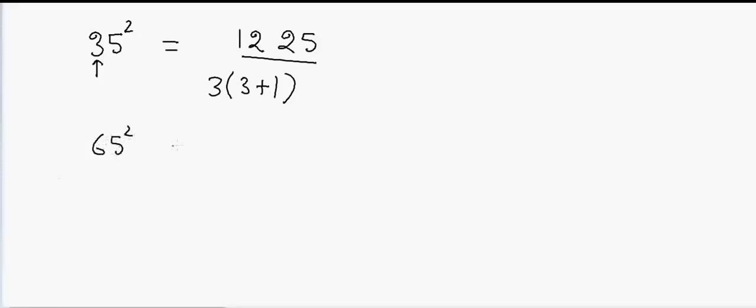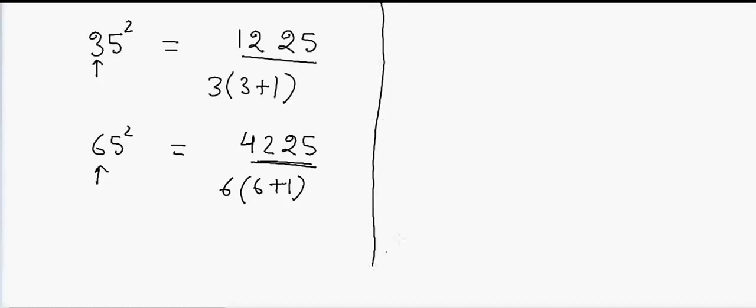65 squared, in that case I have to write 25, and then I'll take 6. So multiply 6 by 6 plus 1, that will be equal to 7. 7 into 6 is 42. So the answer is 4225. So how this trick works, so let's look into that.